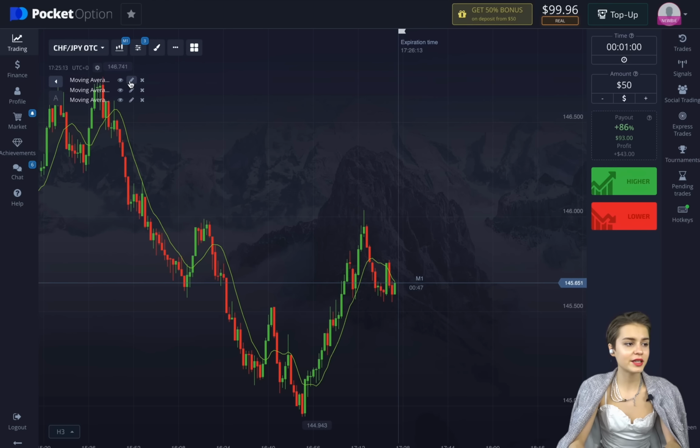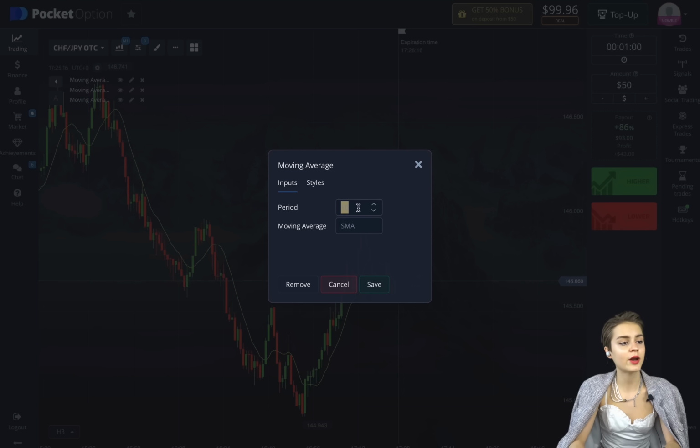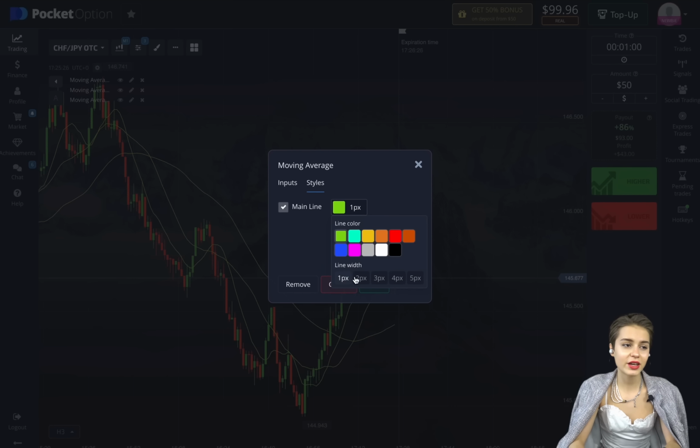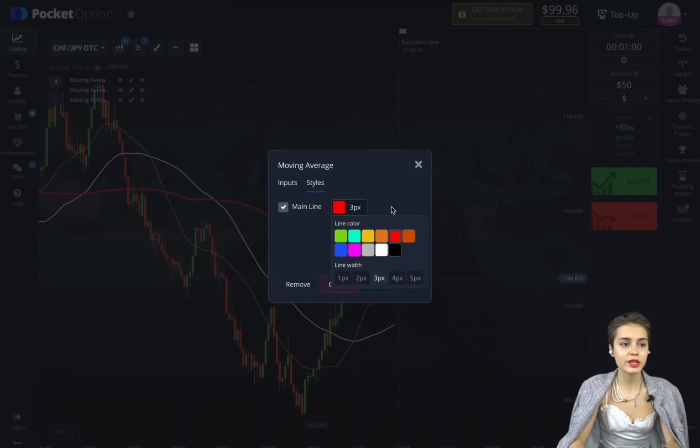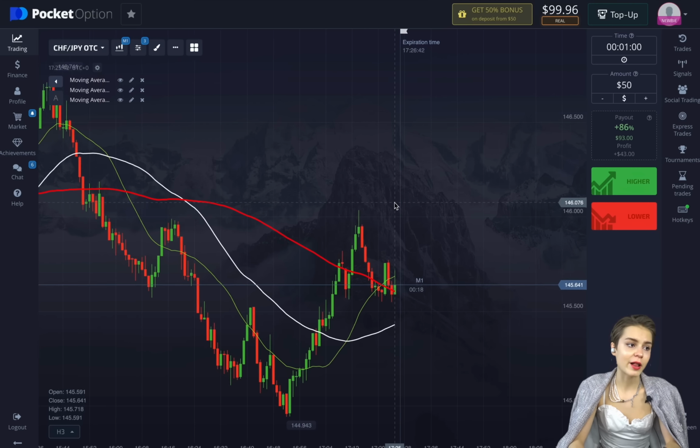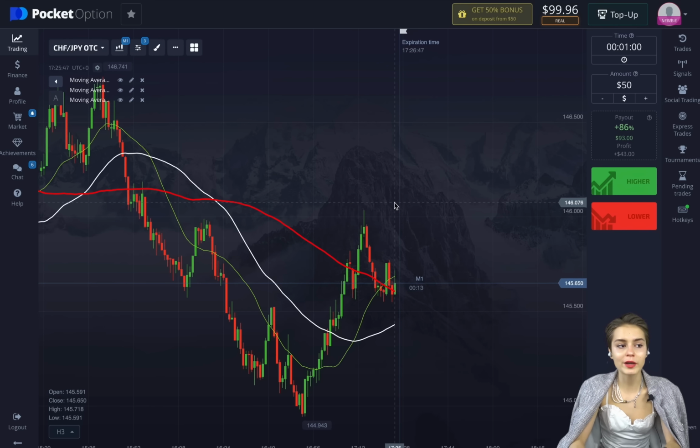So opposite the first indicator, we click pencil icon. Here we set 22 as a period and click save. We take our second indicator, click pencil 2, set 50 in inputs, make it a little thicker, and choose any other color, for example white. We click save as well. And opposite the third indicator, we set 100, open styles, make it thicker, choose the color and click save as well. Colors are optional, and what matters is keeping in mind your inputs. It's 22, 50 and 100.